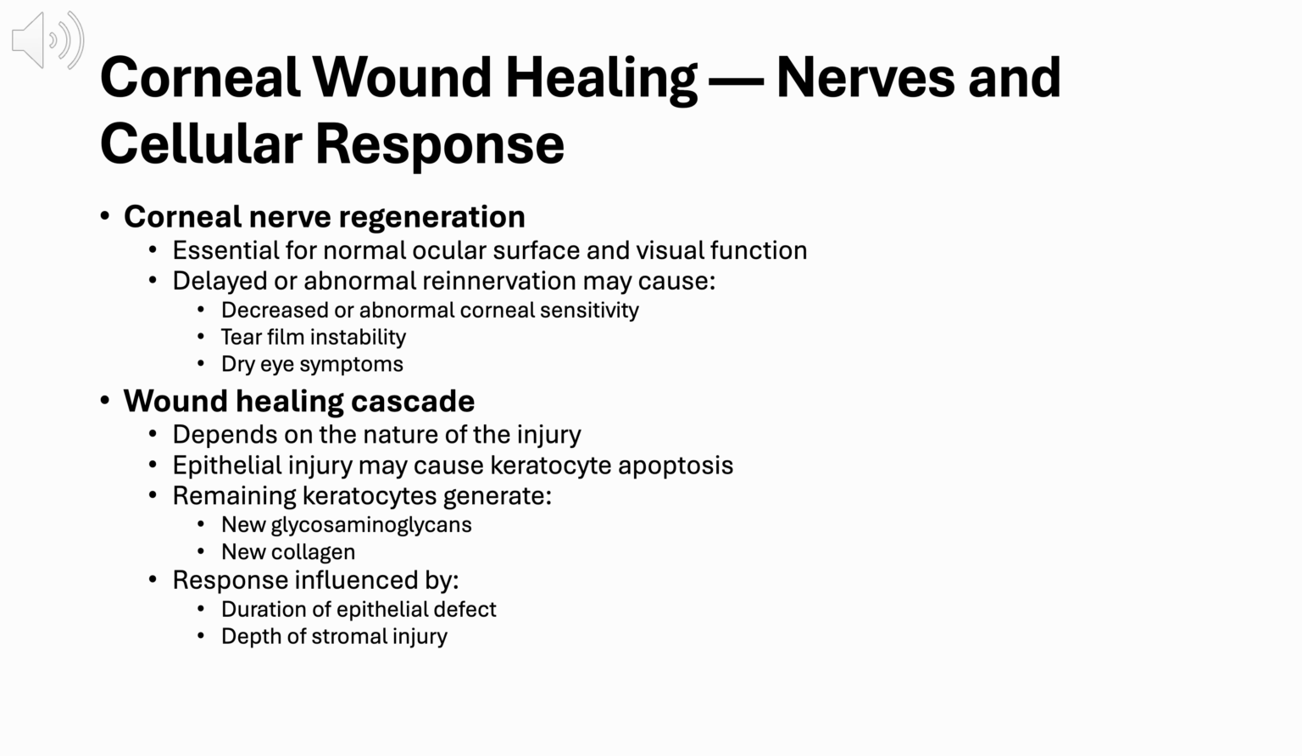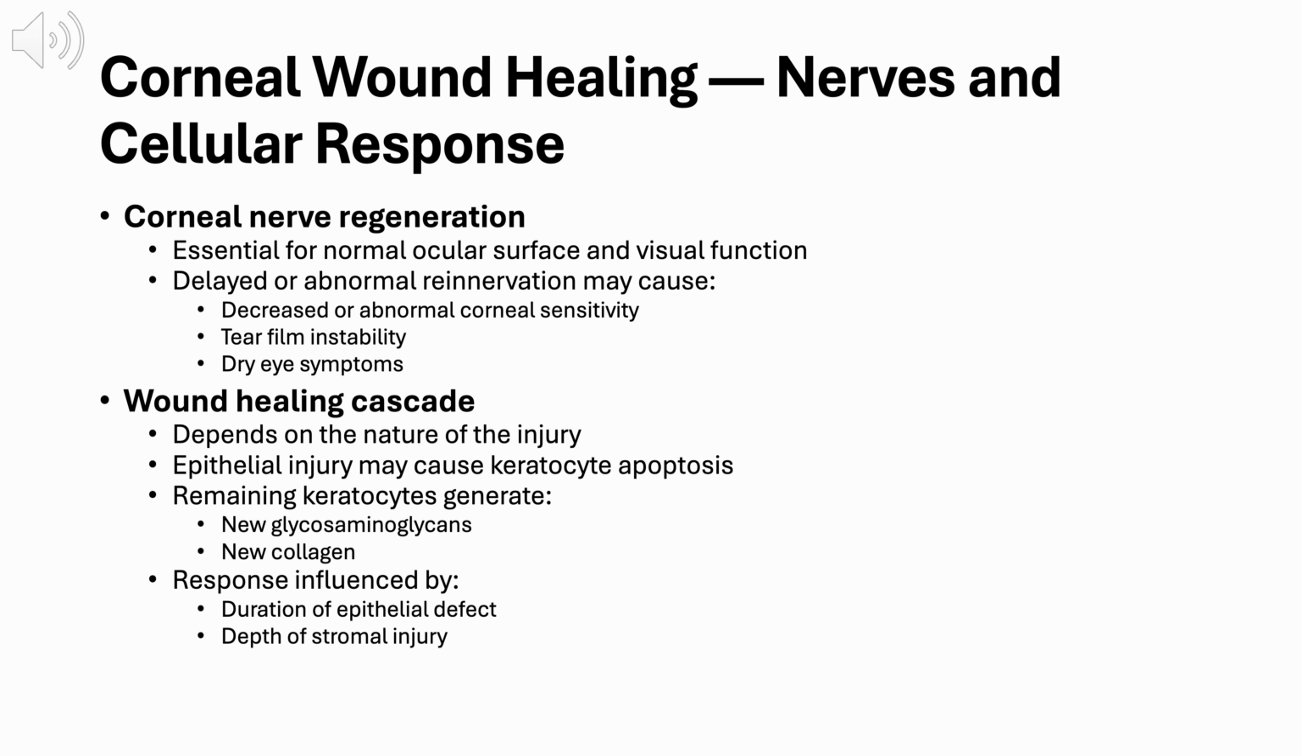At the cellular level, corneal wound healing follows a cascade that depends on the type and severity of injury. When the epithelium is disrupted, signaling molecules trigger keratocyte apoptosis in the anterior stroma. This initial cell loss is expected and sets the stage for repair. The remaining keratocytes then become metabolically active. They begin producing new glycosaminoglycans and new collagen, which remodel the stromal matrix. Whether this remodeling restores optical clarity or degrades it depends on how controlled that response is.